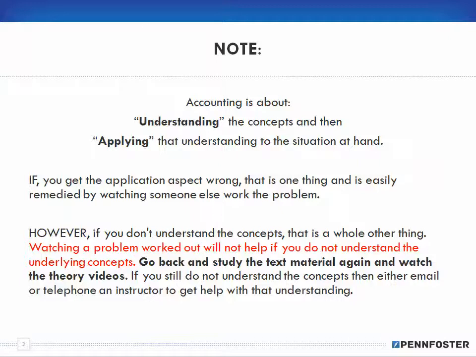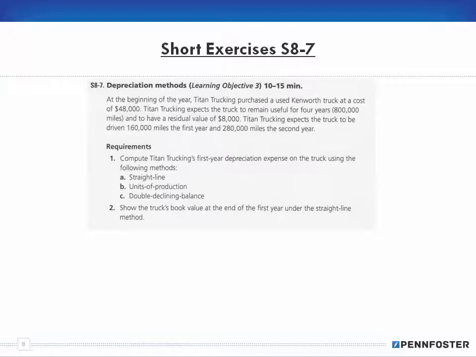Okay, so let's see here, we're on 8.7, and this one is about depreciation methods. At the beginning of the year, Titan Trucking purchased a used Kenworth truck at a cost of $48,000. Titan expects the truck to remain useful for 4 years, 800,000 miles, and to have a residual value of $8,000. Titan expects the truck to be driven 160,000 miles the first year and 280,000 miles the second year.